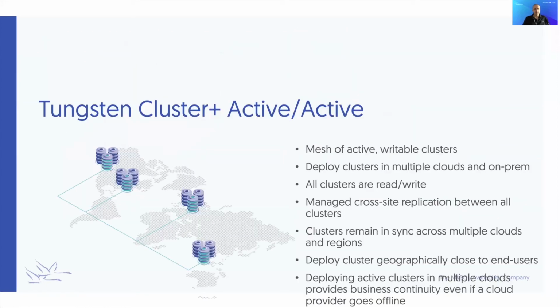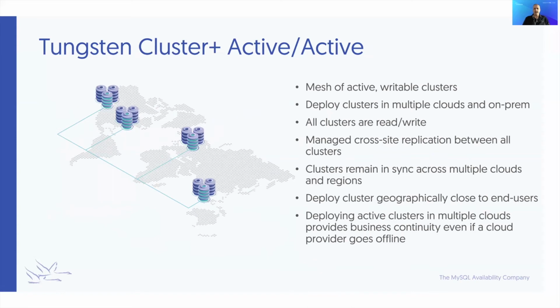Taking this one step further, we can then go Tungsten Cluster plus active active. Here again, a composite cluster of clusters, but in this case, all of your clusters are active, and in each cluster you will have one primary node that will take reads and writes, and then you have your replica nodes within that cluster as well.